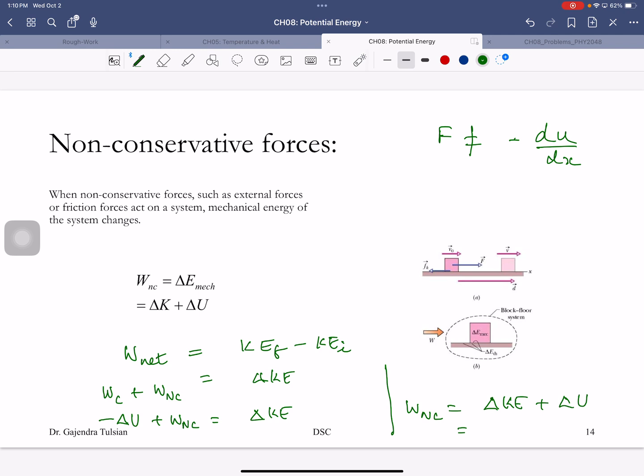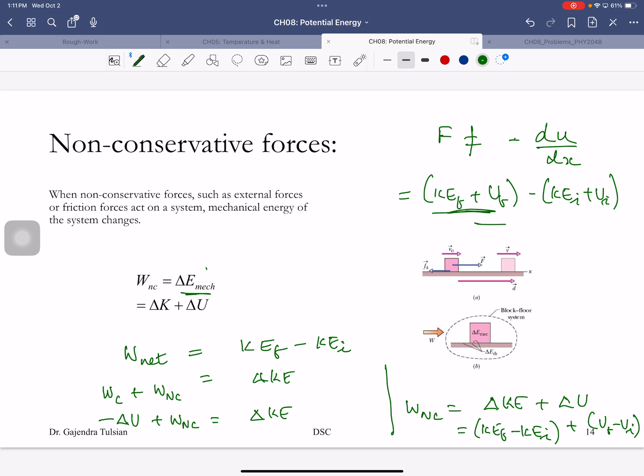And this is equal to change in mechanical energy. Change in kinetic energy is KE final minus KE initial. Similarly, U final minus U initial. And so that is equal to KE final plus U final minus KE initial plus U initial. And this is mechanical energy. So that's change in mechanical energy. So non-conservative forces change the amount of mechanical energy in the system.